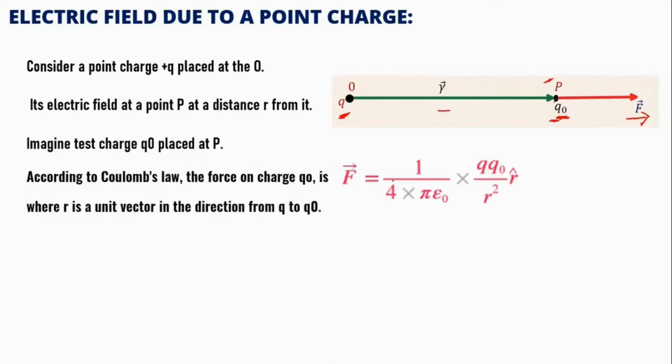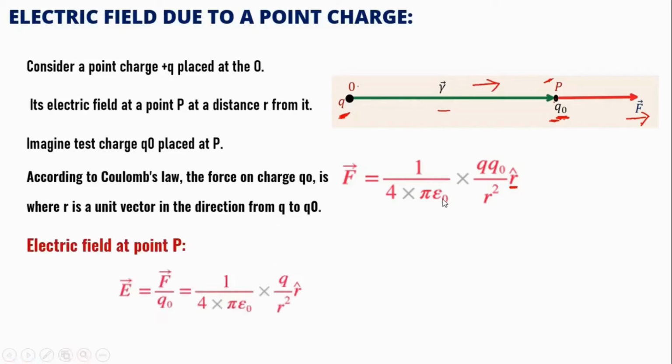Now, what will be the Coulomb's force experienced between this Q and Q naught? We already know that it is 1 upon 4 pi epsilon naught, Q Q naught by R square, times the unit vector r, which is pointing from O to P. Now, according to the definition of the electric field, electric field is equal to F upon Q naught. So if you divide this equation by Q naught, Q naught and Q naught get cancelled out. That is why I told you earlier that electric field is independent of Q naught. It has nothing to do with Q naught. It is the characteristic property of Q only.